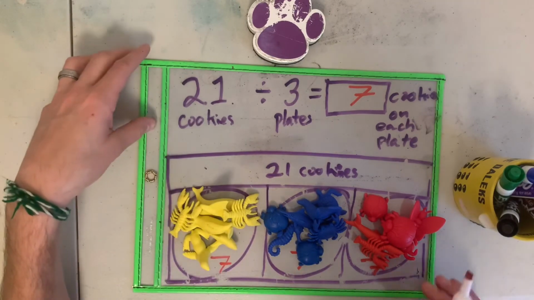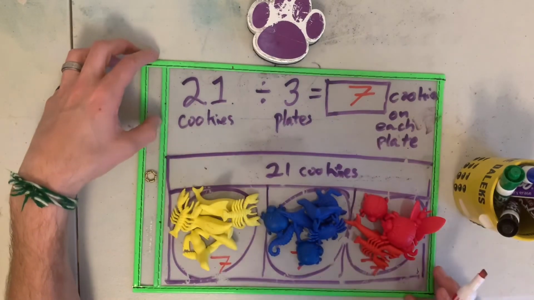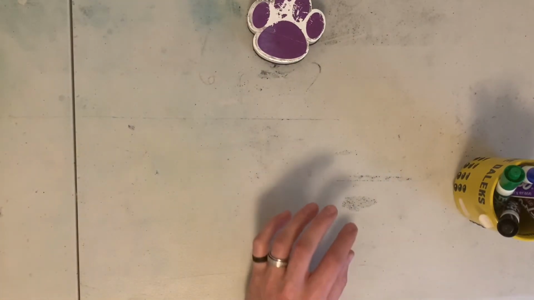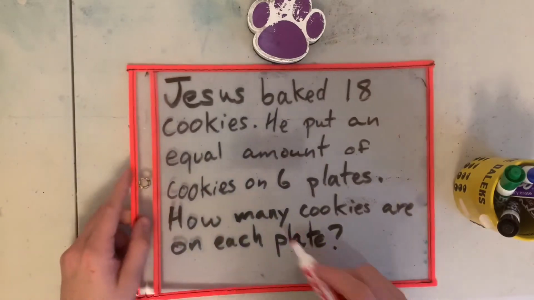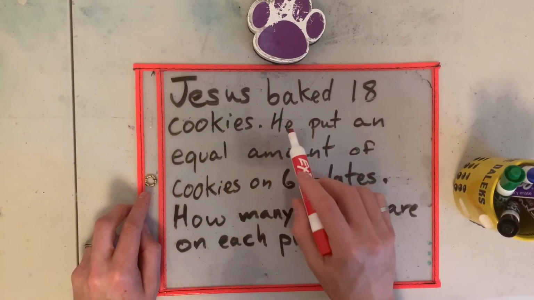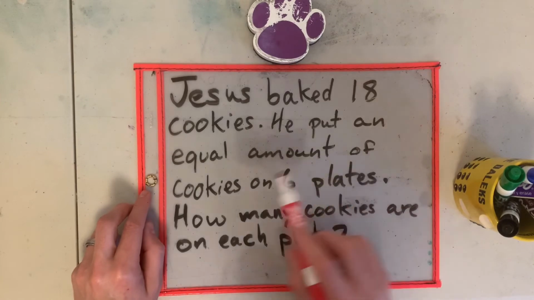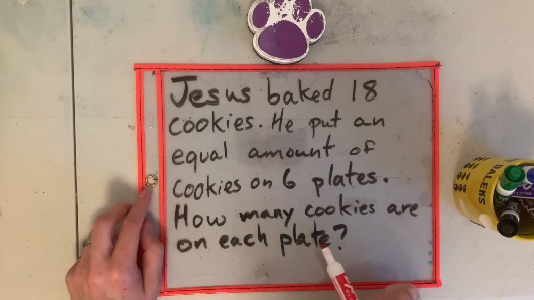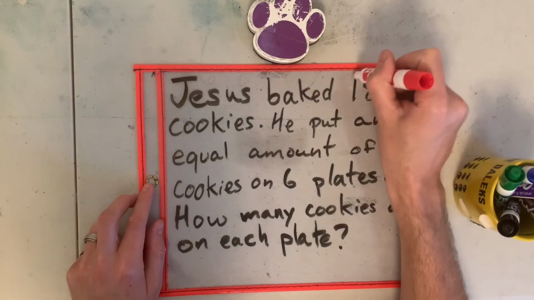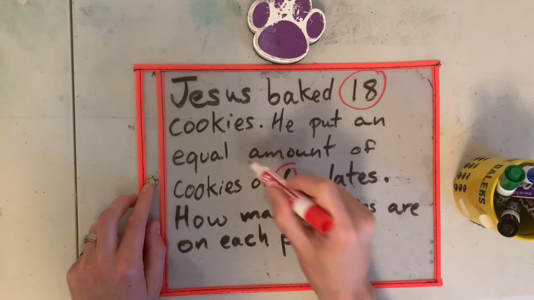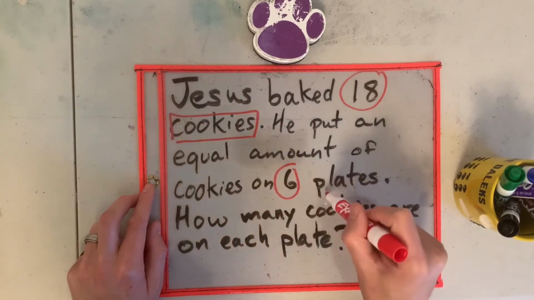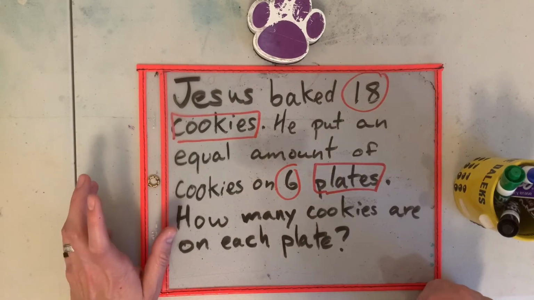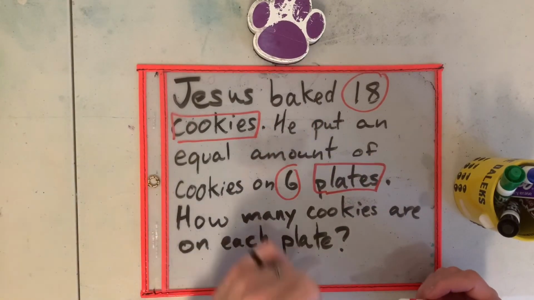So you're going to create this same word problem, but with different numbers. You're going to be using these numbers. Jesus baked 18 cookies. He put an equal amount of cookies on 6 plates. How many cookies are on each plate? Again, we have 18 cookies and 6 plates. Remember, if you can, try to do the part whole with the division word problem.